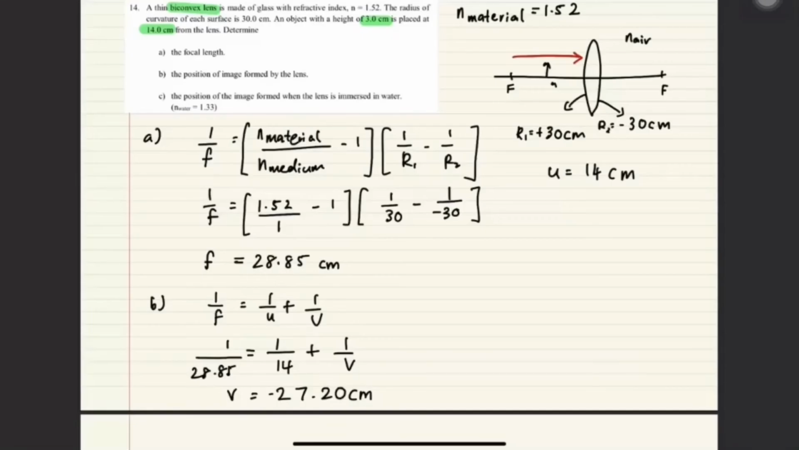Kita bagi 27.199, ataupun 27, negative 27.20 cm. Okay, negative here means that the image is virtual. Okay, kalau virtual, case ni same side ke opposite side the lens? Same side. Same side, very good.